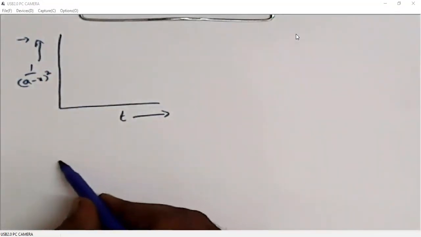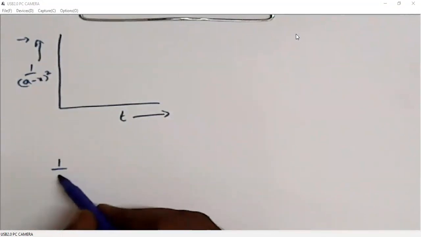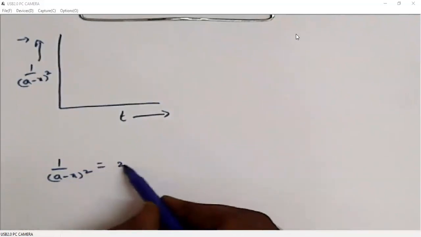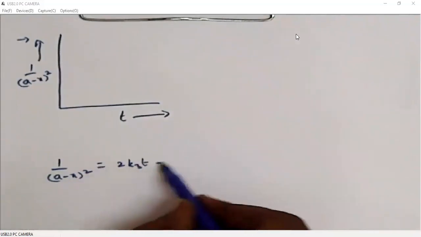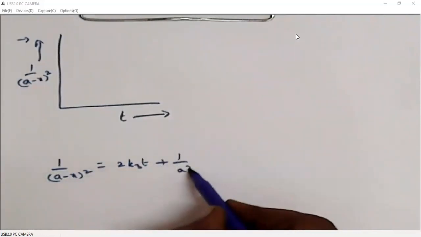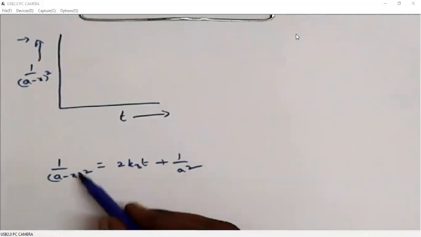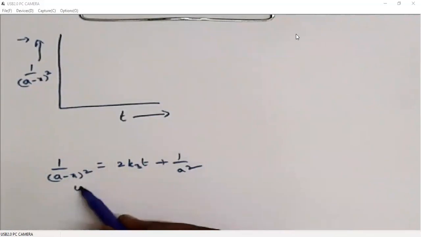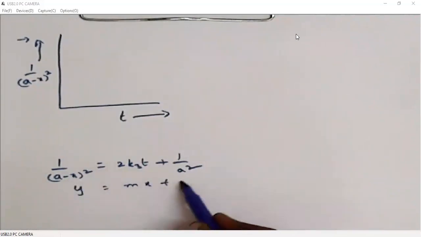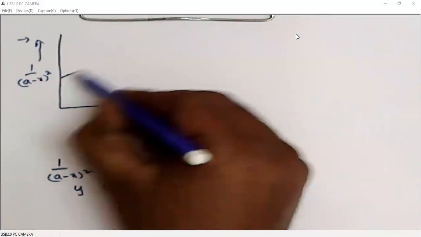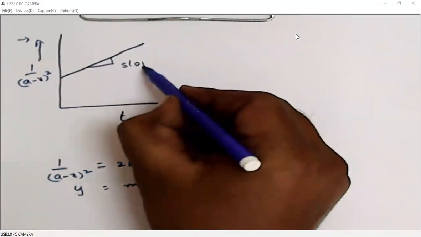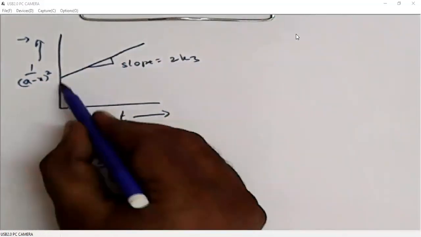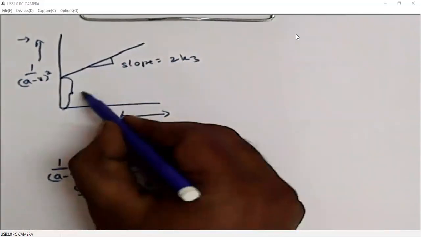Now I'll simplify it. We know 1 by A minus x whole square minus 1 by A square is equal to 2k3 into t. So that minus 1 by A square, I'll make it this side. It becomes plus. So 1 by A minus x whole square is equal to 2k3 into t plus 1 by A square. So this represents like y is equal to mx plus c. So it gives a straight line with a positive slope, whose slope is 2k3 and an intercept of constant 1 by A square.